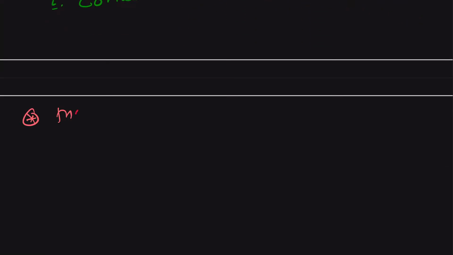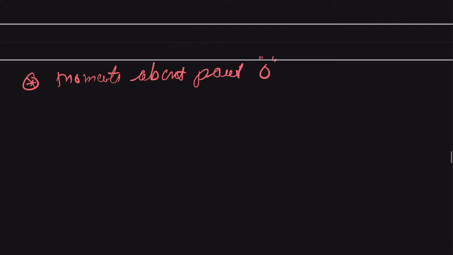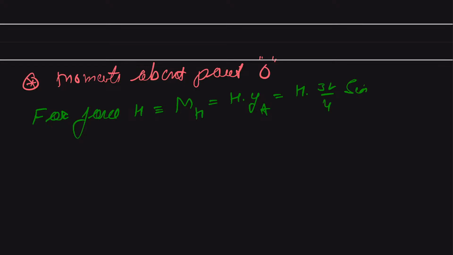So we can say the moments about point O, and we have a horizontal force, so for force H, let us call this mH, which will be equal to the force multiplied by the lever arm, that is our y of A. And y of A we already know, so this comes as H times 3L by 4 sine of theta.